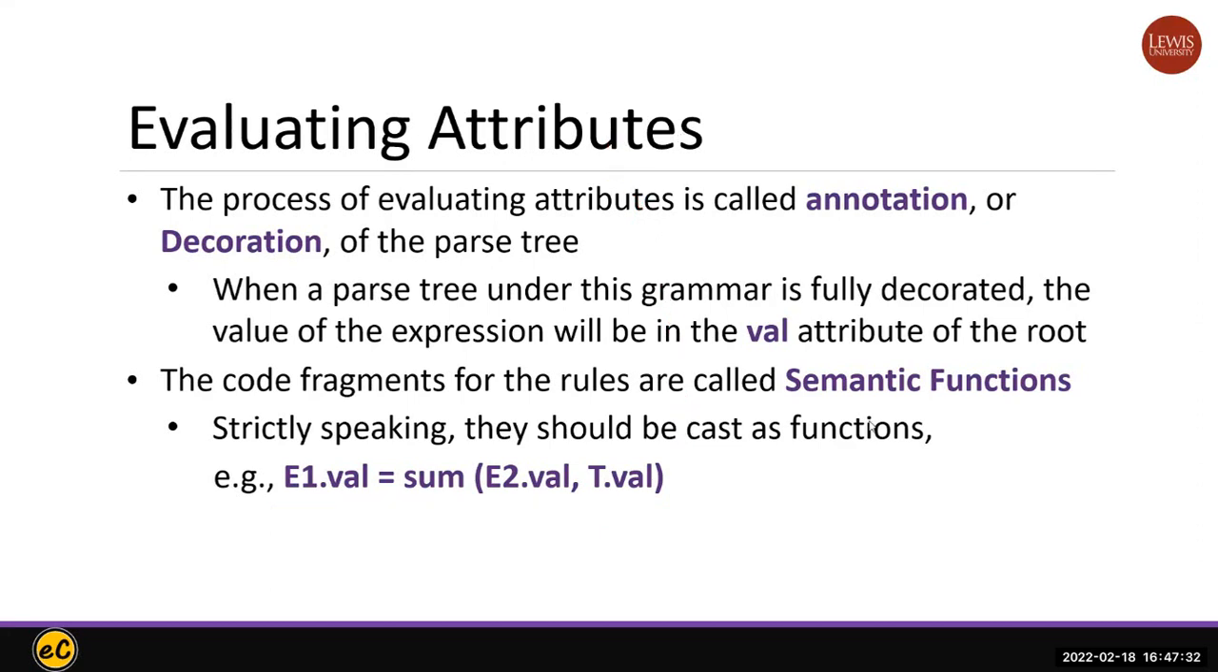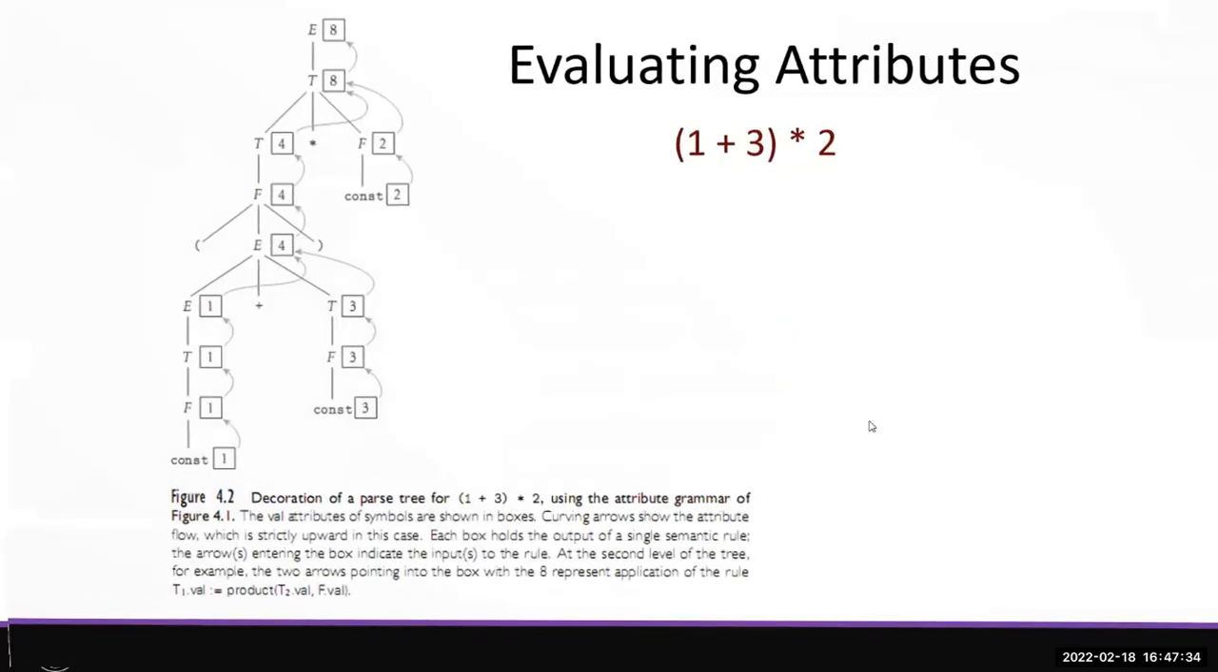That has another name, called semantic function. So here we have 1 plus 3, parentheses, times 2. Constant 1 is a factor, it's a term, it's an expression. Constant 3 is a factor, it's a term. Expression plus term is an expression. So we get a value of 4. And then the expression with the parentheses outside actually becomes a factor. Factor is a term, okay? And 2 is a constant, is a factor, and term times factor is a term, and term is an expression.